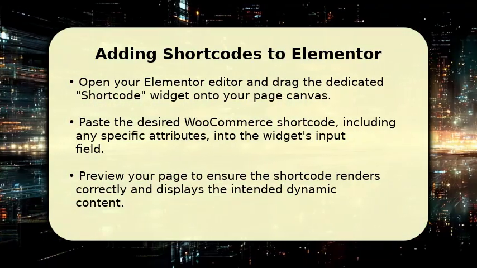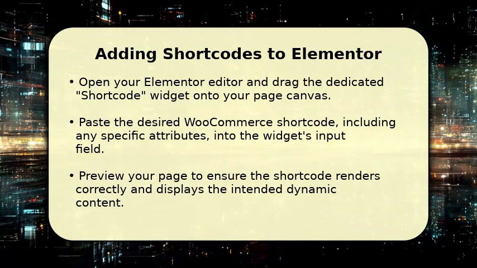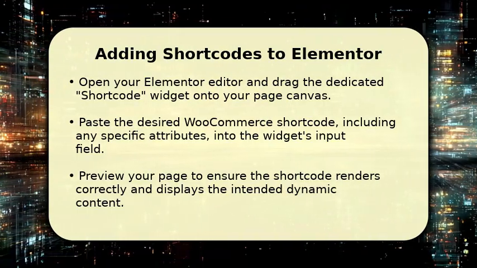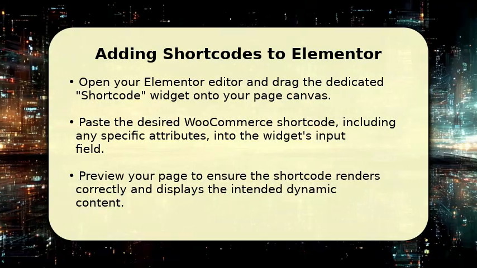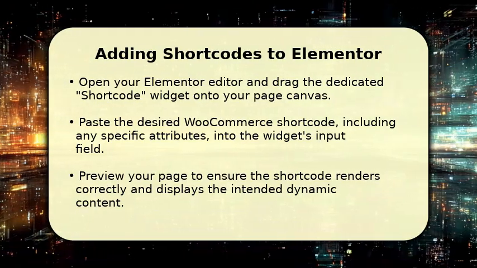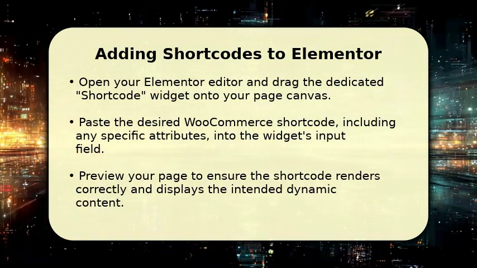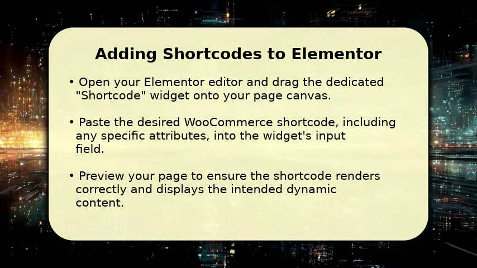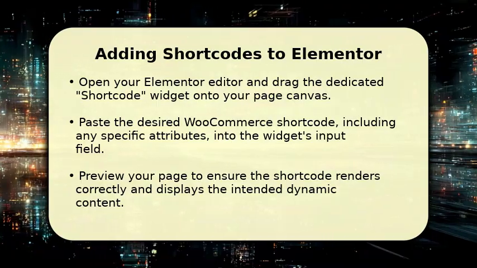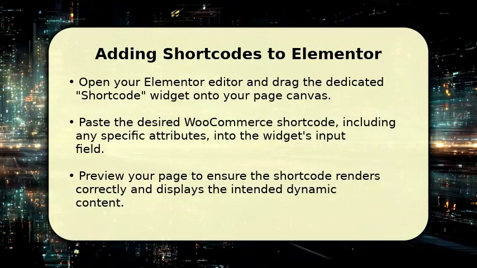Integrating a WooCommerce shortcode into Elementor is straightforward. First, open the page or post you wish to edit with Elementor. From the Elementor sidebar, locate and drag the shortcode widget onto your canvas. Next, simply paste your chosen WooCommerce shortcode, along with any specific attributes like products limit equals 6, columns equals 3, directly into the widget's input field. Elementor will then process the shortcode, displaying your dynamic content. Always preview your page to confirm everything looks perfect before publishing.